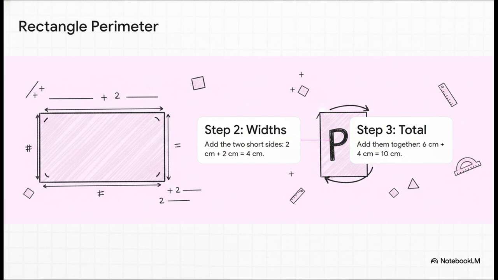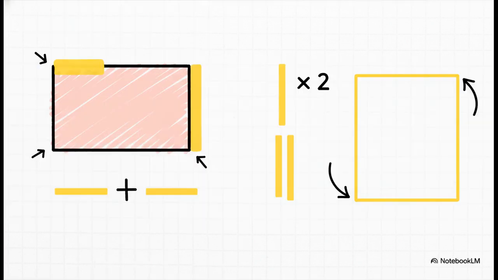3 plus 3 is 6. Then we add up the 2 short sides. 2 plus 2 is 4. And finally, we just add those 2 numbers together. 6 plus 4 gives us a total perimeter of 10 centimeters. Easy enough, right? And just like with the square, rectangles have their own handy shortcut.